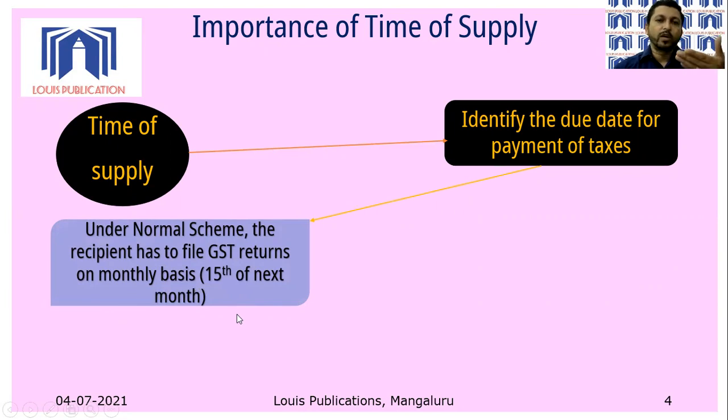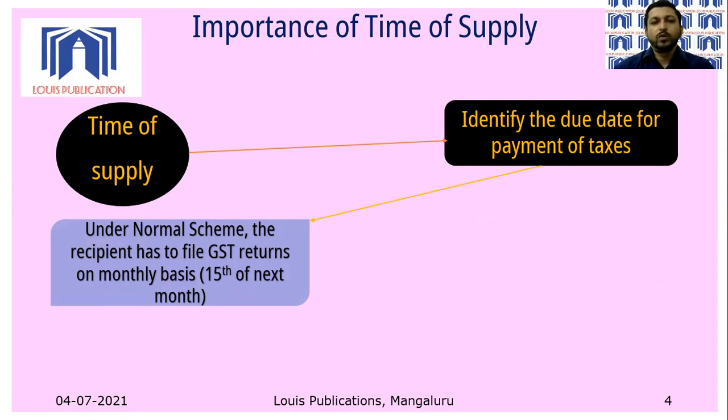If you are talking about the transactions for the month of June 2021, the supplier has to file returns by the 15th of July. For transactions of the month of May, it was the 15th of June. For transactions for the month of February, it was the 15th of March. So the 15th of the next month is the due date for filing returns as far as the normal scheme is concerned.